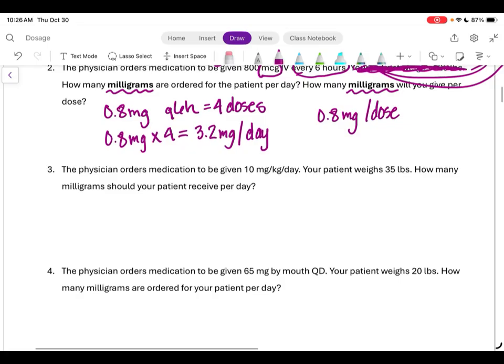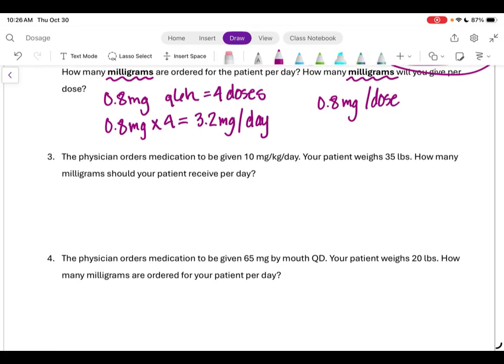Okay. All right, 3. So the physician orders medication to be given 10 milligrams per kilogram per day. The patient weighs 35 pounds. How many milligrams should your patient receive per day? Okay, so as I did with number 1, basically 10 milligrams is for 1 kilogram. So then if our patient is 35 pounds, 35 divided by 2.2, we're going to figure out their weight in kilograms first.